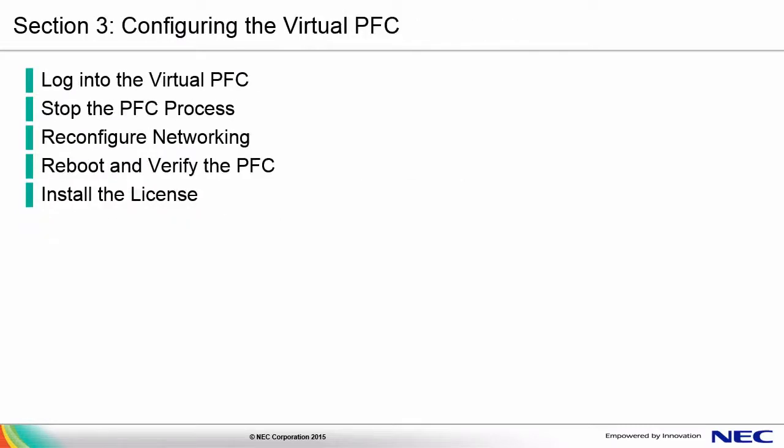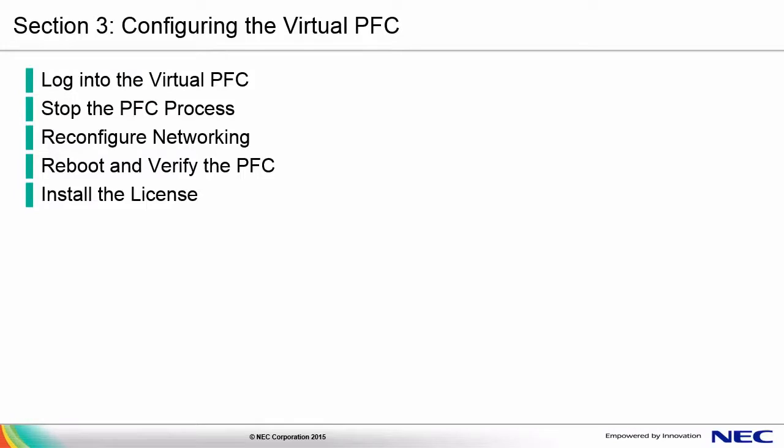Now that we've finished configuring the Mininet virtual machine, we're on to section 3, which is to configure the virtual programmable flow controller, which is the SDN controller for this scenario. We divided this section into 5 steps. First, we'll show you how to log into the virtual PFC and the default credentials. Second, we'll show you how to stop the PFC software processes. This is a necessary step for the third piece, which is to reconfigure networking on the virtual PFC.